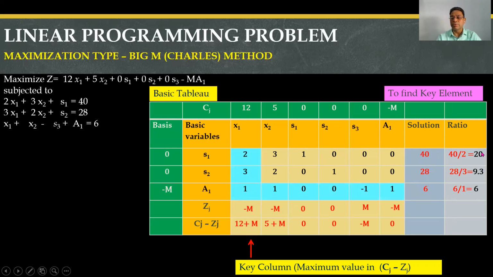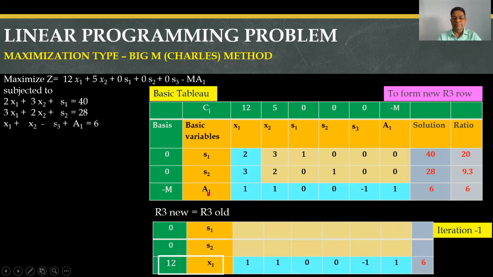And who will leave now? Who will leave the basis? The least value, that is A1. Now A1 will leave the basis. So we have A1 as the leaving variable and x1 as the entering variable, and the intersection of the leaving and entering variable, or the key column and key row, is called the key element. So the key element here is 1. If you remember, what is the importance of the key element? The key element will always be made 1, and the other entries in the key column will be made 0 in the next iteration. So we'll move on to the next iteration.